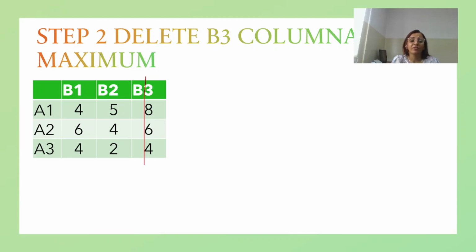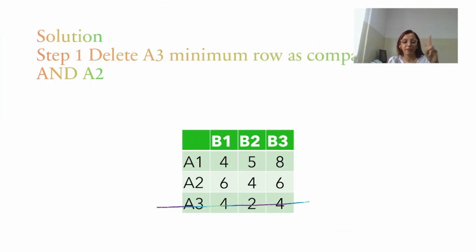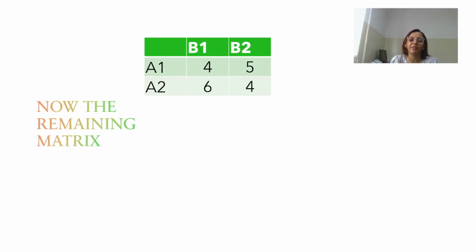Right, now we have the remaining matrix. For A we have two strategies, A1 and A2, and for B we have the two strategies B1 and B2. Now this is the remaining matrix. Now what we have to do is either find out the saddle point, or apply the algebraic method directly.